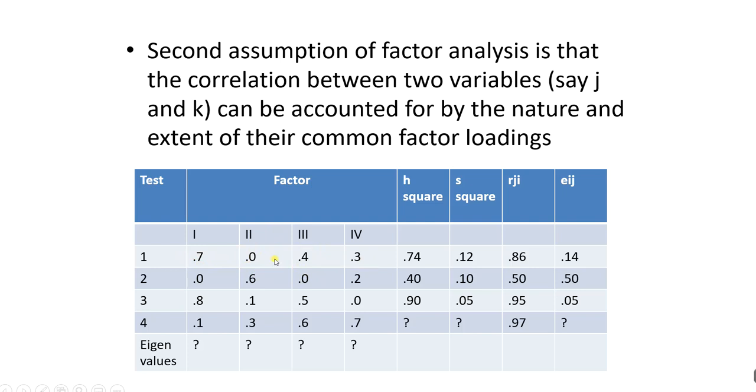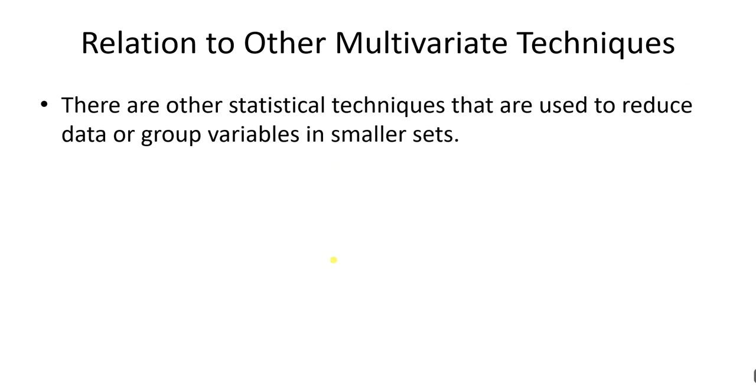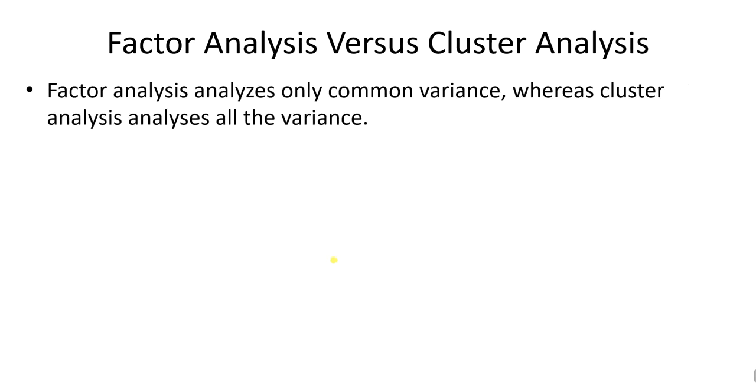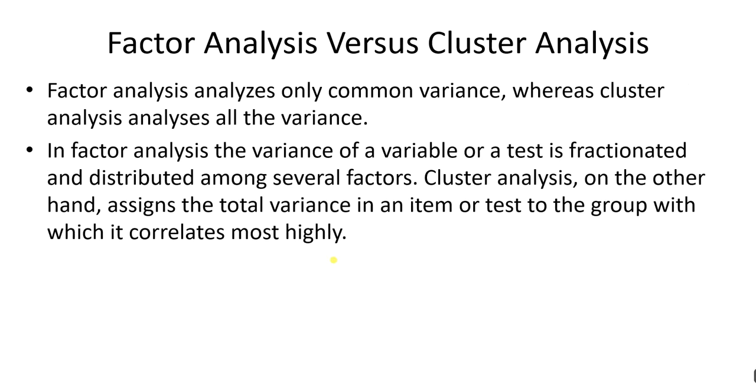But if we perform cluster analysis, this variable will either go to cluster 1, or it will be assigned to cluster 2, or cluster 3 or 4. We will not fraction the variance of a variable. In cluster analysis, the whole item is categorized in one cluster or the other cluster, whereas in factor analysis, the variance of a variable is fractioned, and the fraction of the variance is given to one factor or the other factor.